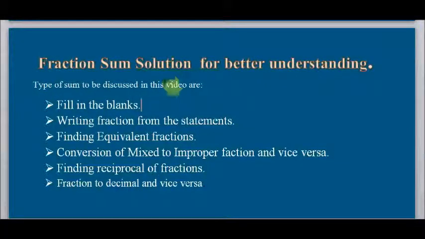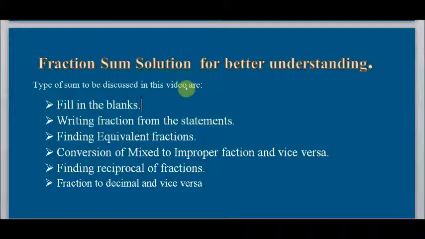Hello students, discussing only the basic things about fractions is not sufficient for students. That's why we thought of discussing a few sums on fractions so that you get a clear understanding of fractions, right? I think it is most important for the students of grade 4.